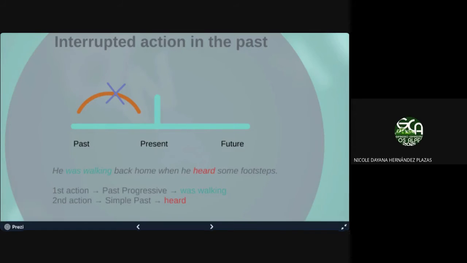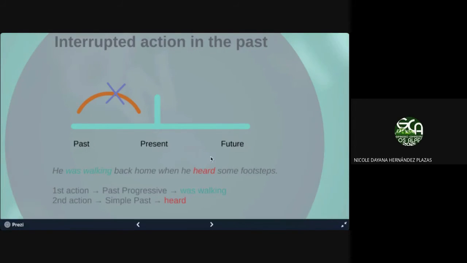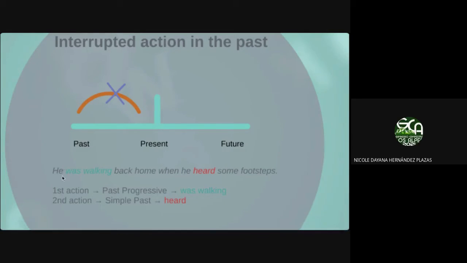Y como les decía al principio, el while es un mientras que siempre va a estar antes de tu acción en continuo. Entonces puedes decir, he heard some footsteps, escuchó algunas pisadas, while he was walking, mientras caminaba. El hecho de que una acción interrumpa a la otra no cambia, mis amores. Pueden cambiar el orden de la oración, sí, pero la acción que está interrumpiendo va a seguir siendo la acción que interrumpe y la que es interrumpida igual. Va a seguir siendo la que es interrumpida.